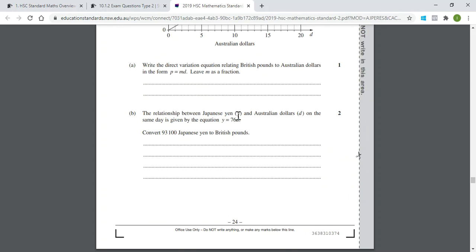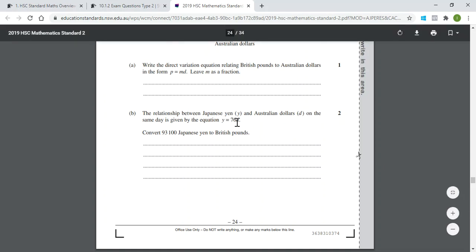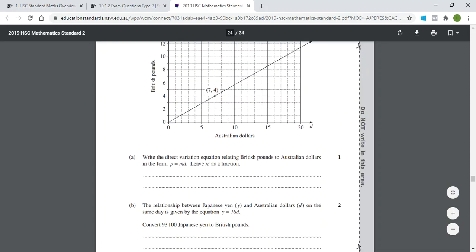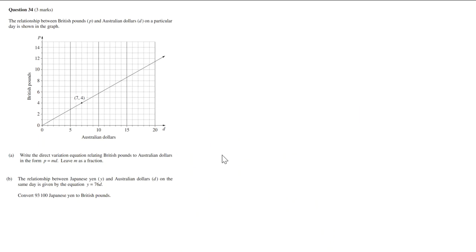And then in the second part, you're given a relationship between Japanese yen and Aussie dollars, and you're asked to convert Japanese yen to British pound. So it's a two-step process that you need to do. We'll do one by one. You'll know what I mean. We got a question here.